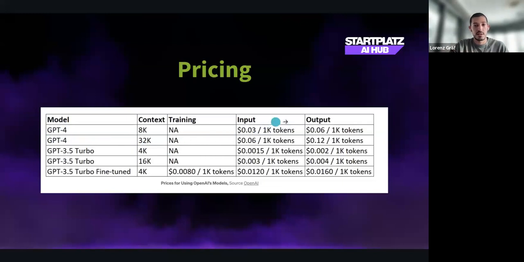And here we can see the different prices for inputs and outputs. Input is the message you send to the large language model. Output is the message you get back. So here in 3.5, the cost is 0.003 cents per 1,000 tokens for input, and the output is 4 cents. But as you can see with the fine-tuned model, it's 4 times more expensive, and here it's also about four times more expensive. And there is also a cost for the training.